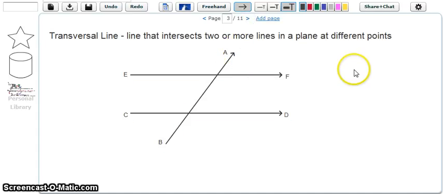Here we have transversal lines. A transversal line is a line that intersects two or more lines in a plane but at different points. The transversal line in this example is obviously AB because it intersects EF and CD.